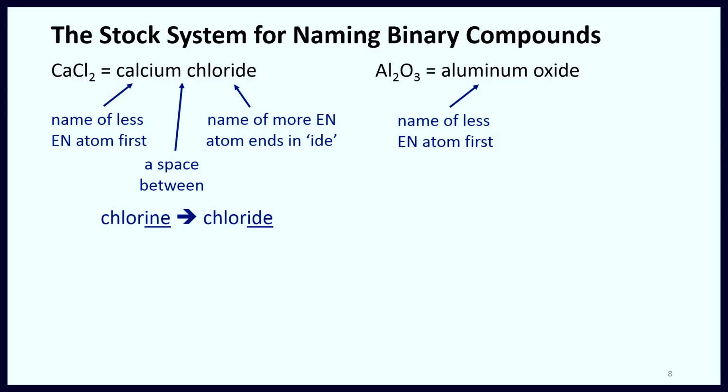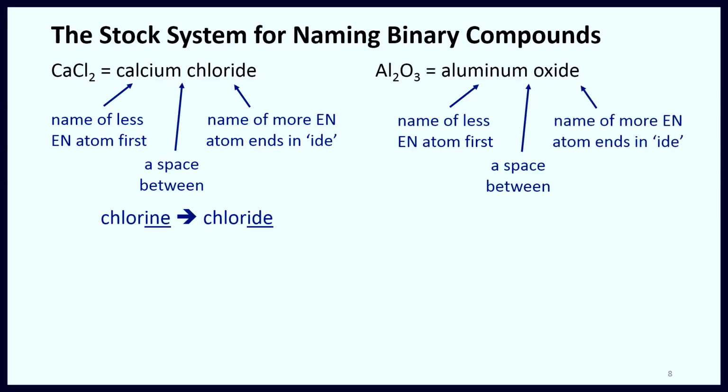Again, we have the name of the less electronegative atom first. That name is exactly the same as the atom's name on the periodic table, followed by a space, and then the name of the more electronegative atom, but the name of the atom has to be changed so it ends in -IDE. So in the case of oxygen, that's oxide.